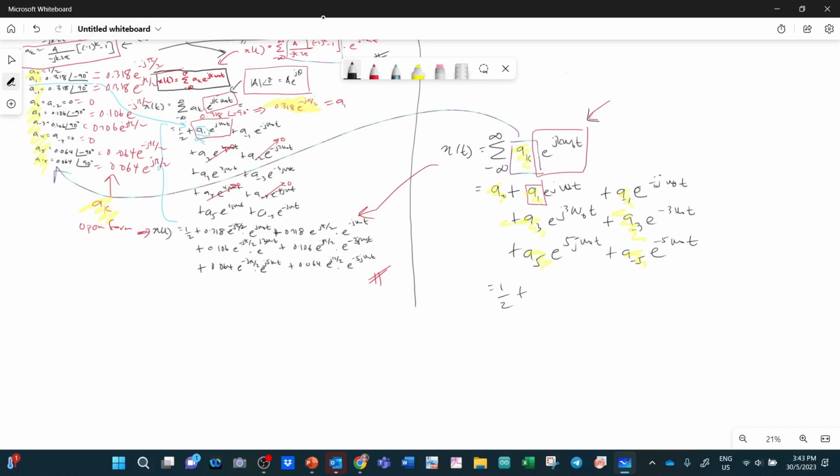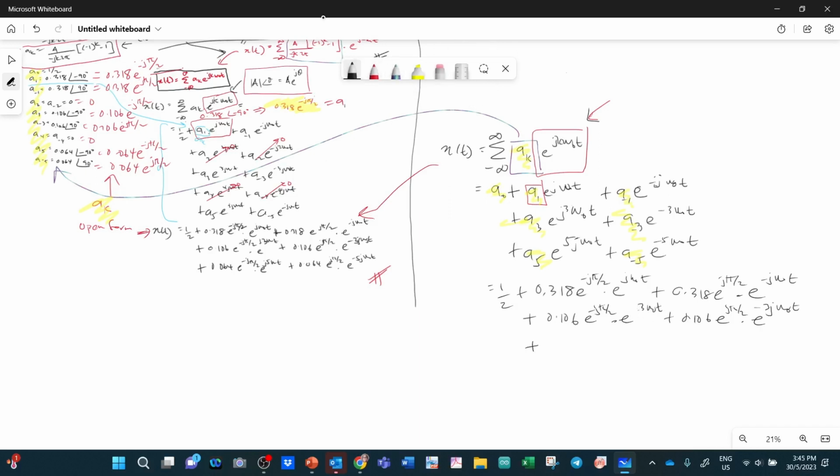So a1 is 0.318 e^{-jπ/2}, and don't forget you have e^{jω t}, plus 0.318 e^{jπ/2} e^{-jω t}, plus 0.106 e^{-jπ/2} e^{-j3ω t}, plus 0.106 e^{jπ/2} e^{-j3ω t}. This one is positive.